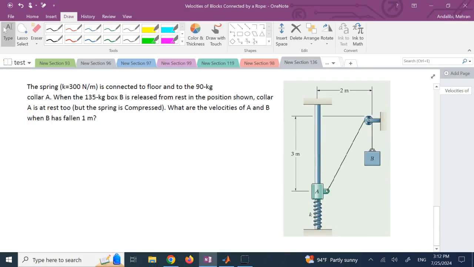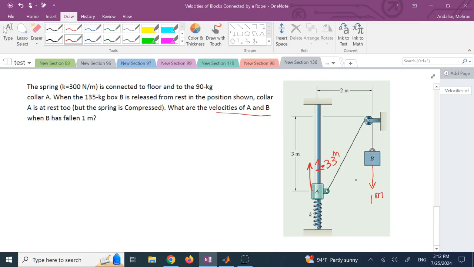One example is this one, which is one of my favorite problems when I do work energy and solve this problem with work energy. Here, the velocities of blocks A and B are not the same. When B goes down by 1 meter, you can show that block A goes up by 1.33 meters. So A goes up more than B goes down, and so the speed of A is bigger than B in this case.